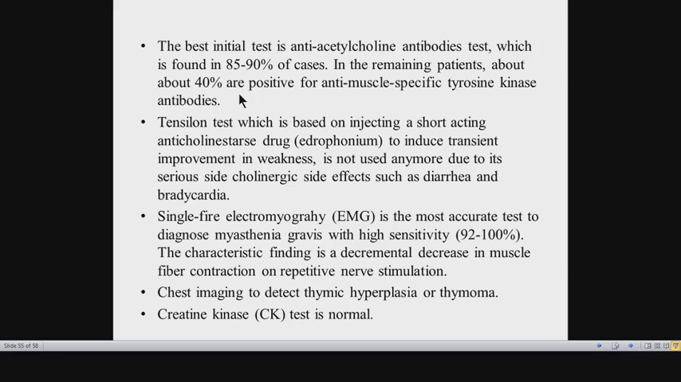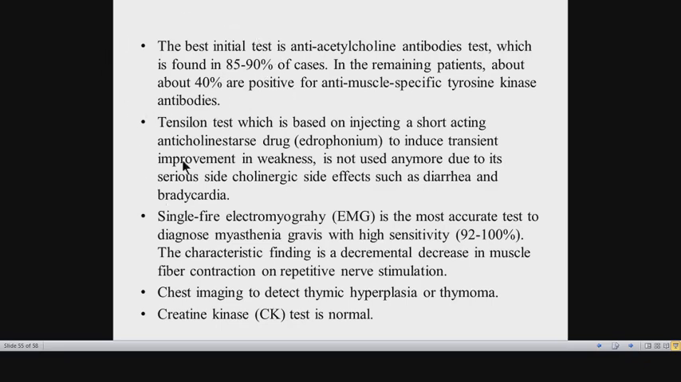This is another type of autoantibody which also can be seen in myasthenia gravis in 40% of cases. So if you suspect myasthenia gravis, initially we'll do this test. If this test is positive, that means the patient is very likely to have myasthenia gravis. If this test is negative, you can do another autoantibody test, which is anti-muscle specific tyrosine kinase antibodies, which also can be seen in 40% of myasthenia gravis cases.